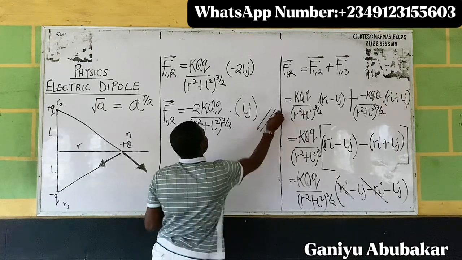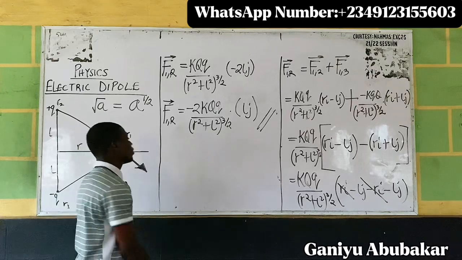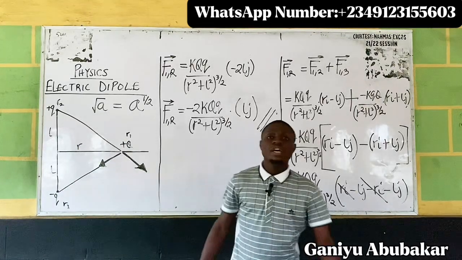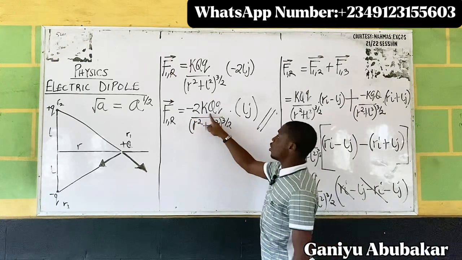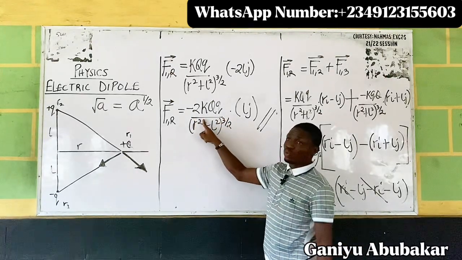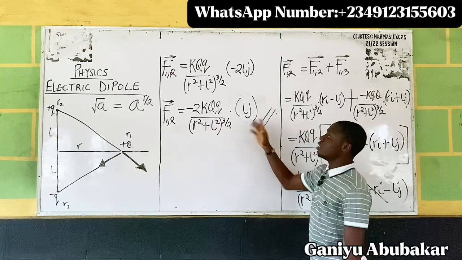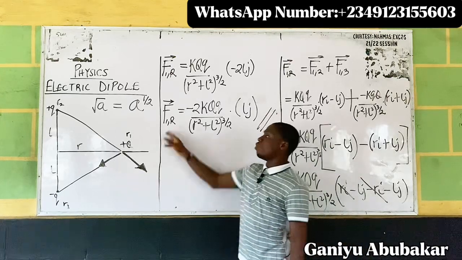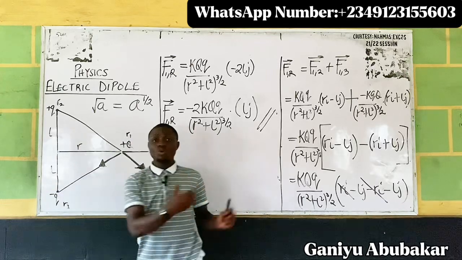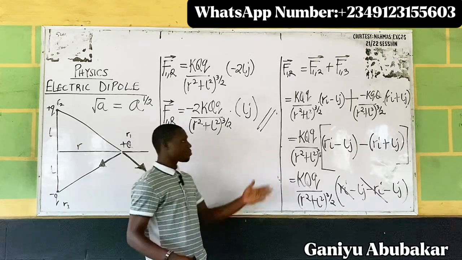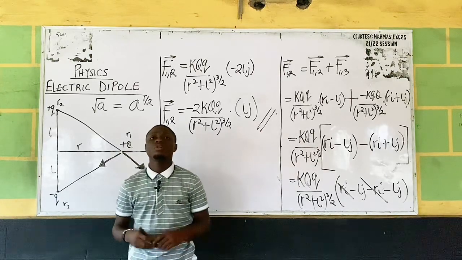Lj. This becomes the concept or the derivation behind electric dipole. So this is like the concept behind electric dipole. So I have minus 2kqq all over R squared plus L squared to power 3 over 2 in a bracket Lj. This becomes the value of F1 resultant. In case you are given values at this point here, this is how you go about it. Alright, this is how to derive the concept behind electric dipole.